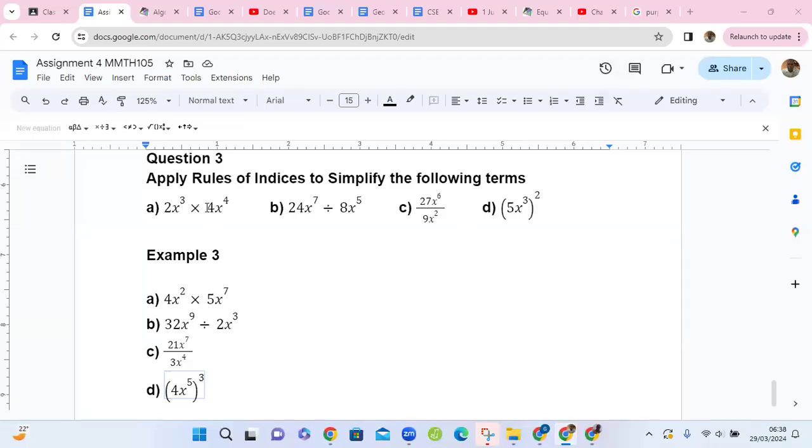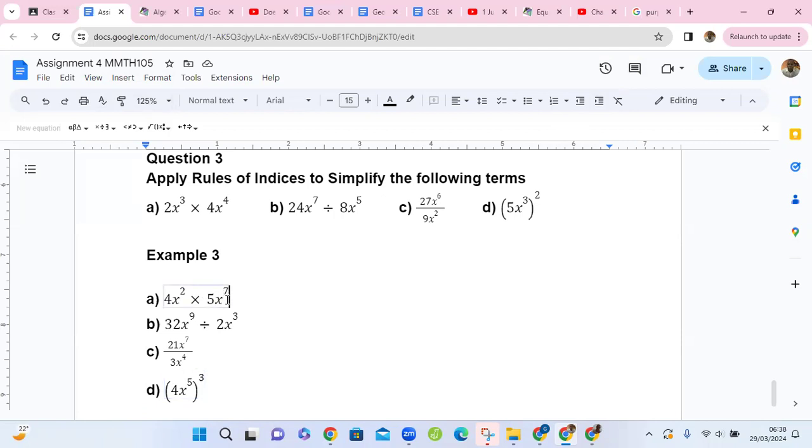Here we are going to discuss question number 3 in this assignment 4, MMTH 105. It talks about applying rules of indices to simplify 4 terms. So here's an example of A.